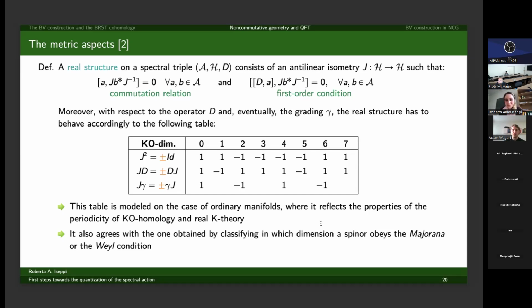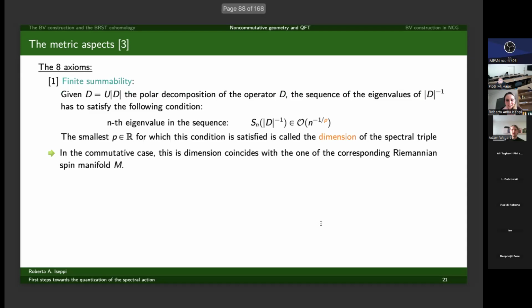Yeah, super. Okay, so the idea is that here I was just briefly recalling this axiom, but in favor of the time, I will be skipping this part, because of course the story is that you need to add more structure. So there are these axioms. One is finite summability, which is the way you encode the dimension in algebraic terms. If you have your D, your self-adjoint operator, you can make a polar decomposition. If you look at the sequence of eigenvalues, then you require some kind of decay, and this is how you describe the dimension in algebraic terms.